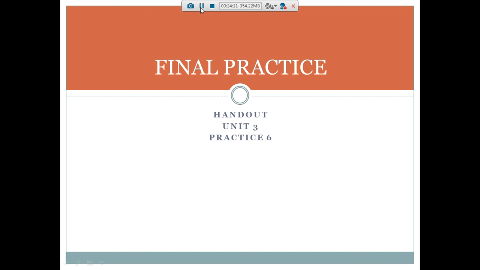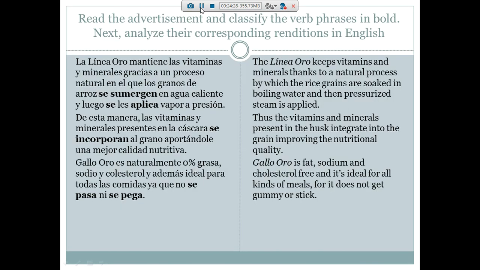Okay, I'm going to introduce a final practice which is adapted from practice 6 in your handout, page 178, I think. Okay, it's practice 6, around 165, well, it depends. What is it that you have to do? You have to read the advertisement. This is an advertisement advertising gallo oro, el arroz gallo oro.